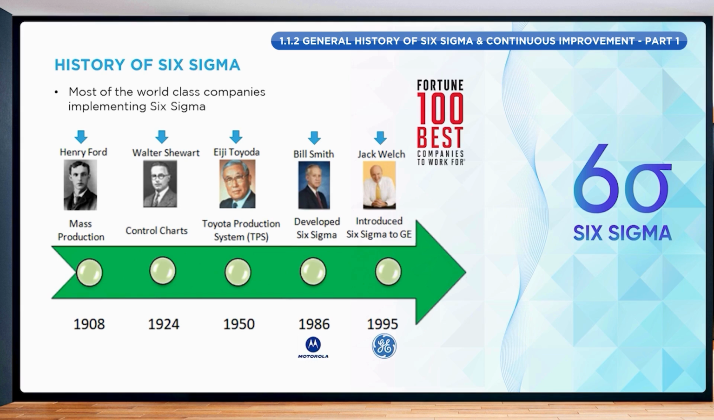This was followed by Walter Shewhart, who introduced control charts. And as we're going to learn, a control chart is a statistical process control tool that we use in order to determine if a process is stable, as we say, in statistical control.